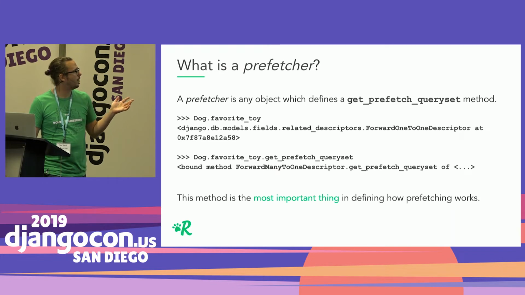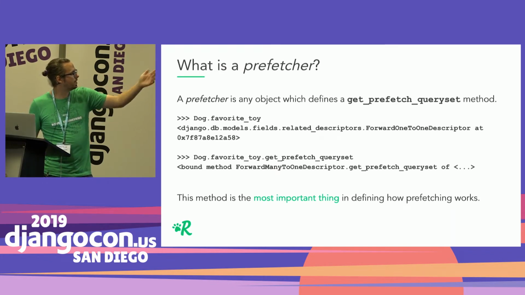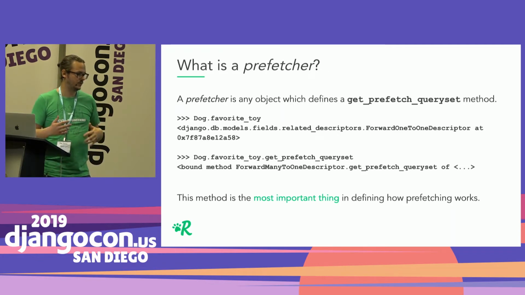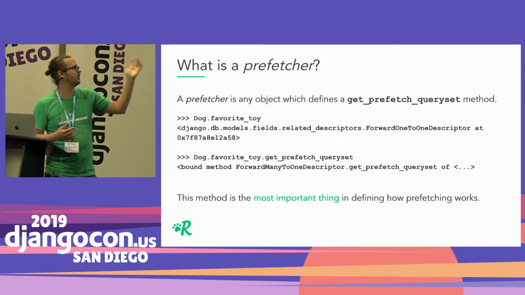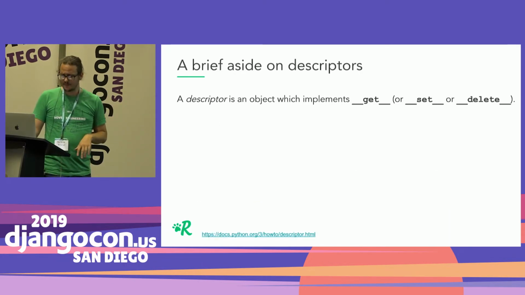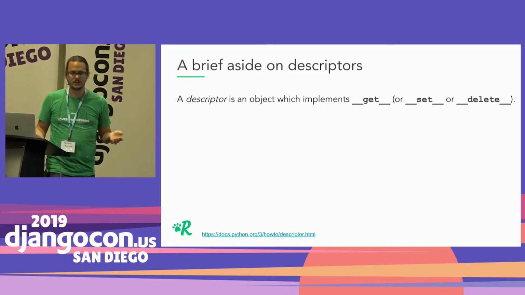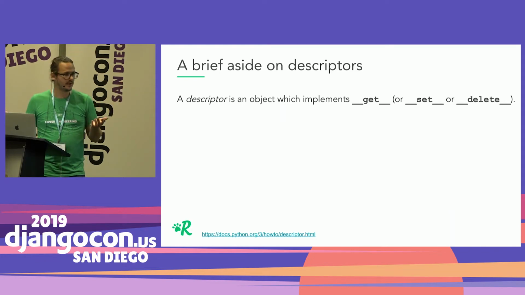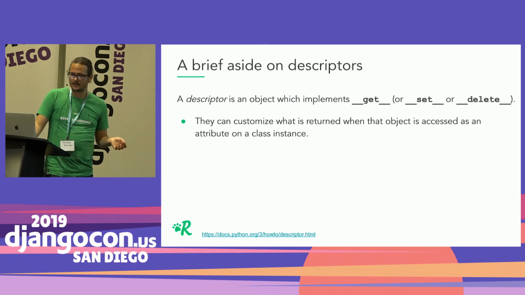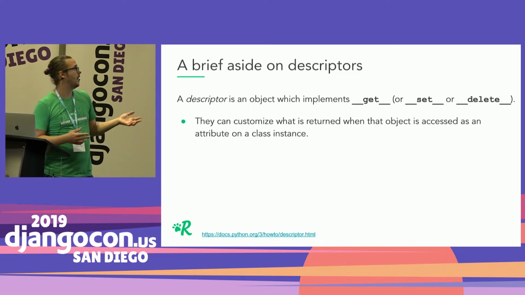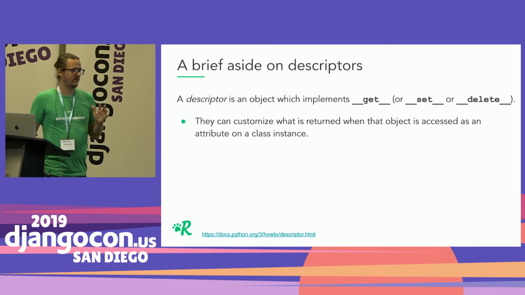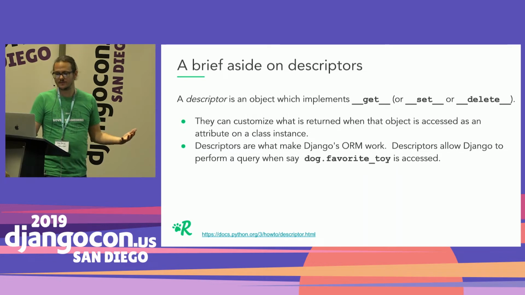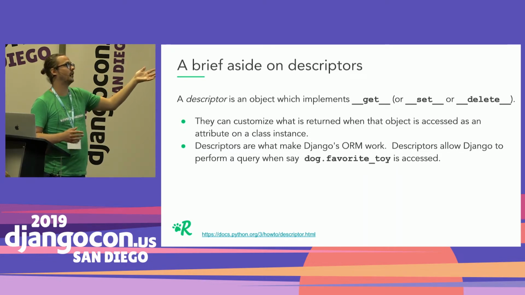When talking about prefetch_related, you'll see these things called descriptors coming up, and it's hard to work with, say, defining new objects which are defining new prefetchers without knowing about descriptors. A descriptor for our purpose is an object which implements __get__, or there are a couple of other methods an object can implement to become a descriptor. What they do is customize what's returned when the object is accessed from an attribute on a class instance. That's a lot to parse, but if we use Django, we're using descriptors all of the time. Descriptors are what makes the Django ORM work.